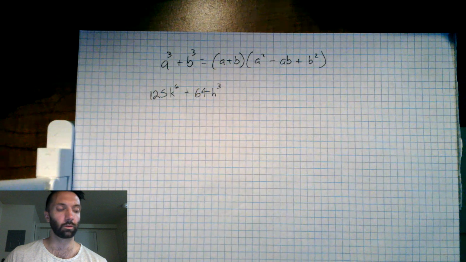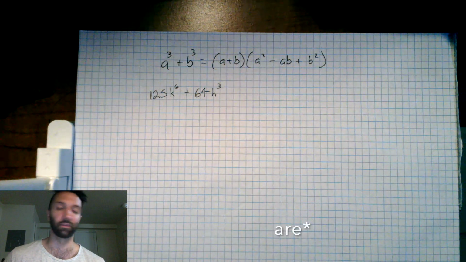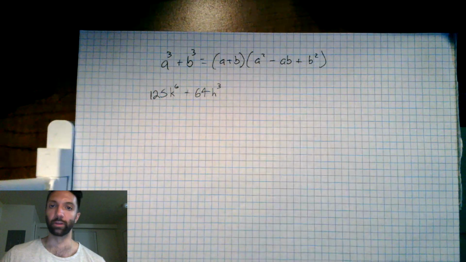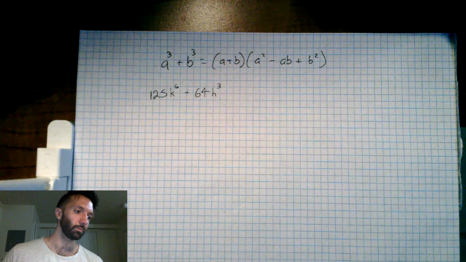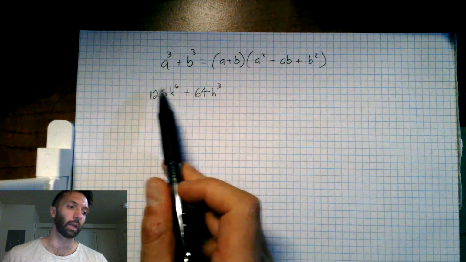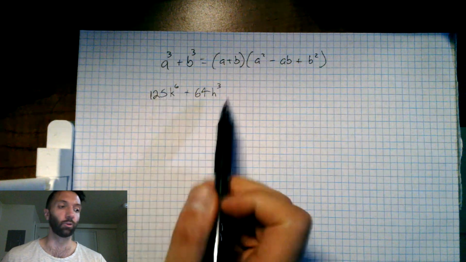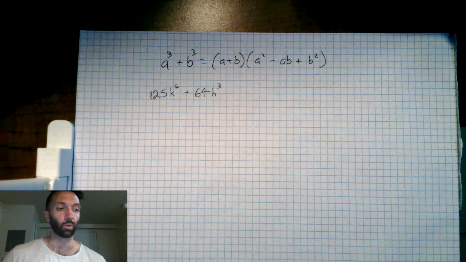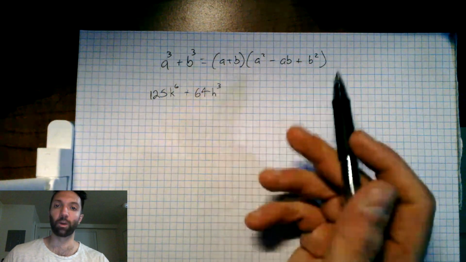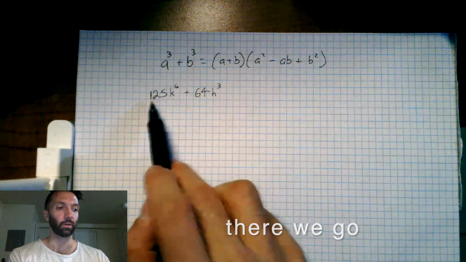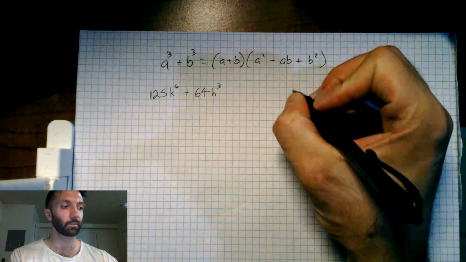And so what you want to do is figure out what a and b are in the first place, because this is written in terms of a and b, and then you can go ahead and just start plugging stuff in. So here we have a sum of cubes, sum meaning addition, and cubes meaning this is a perfect cube and this is a perfect cube. When we want to factor this, the first thing we're going to do is figure out what a and b are. So a cubed is going to be 125k to the sixth.